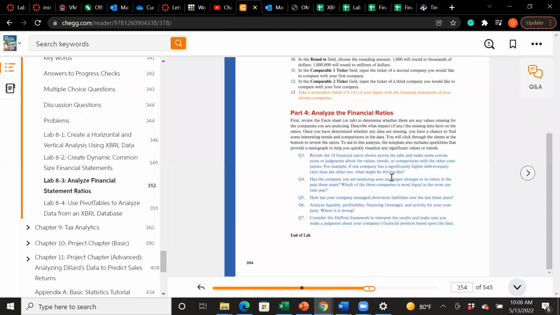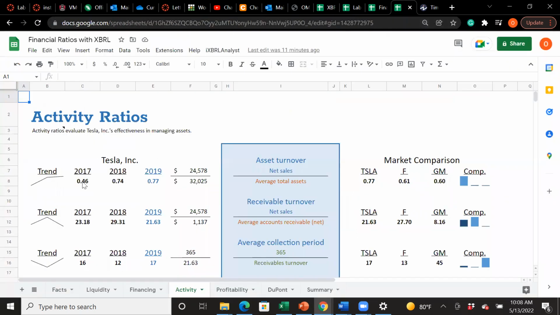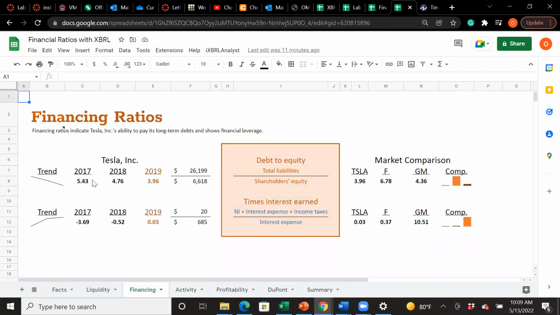Question 4: has the company you are analyzing seen any major changes in its ratios in the past 2 years? Which of the 3 companies is most liquid in the most current year? We already kind of looked at that. I said the asset turnover nearly doubled, which is a pretty big change. In financing, times interest earned went from negative to positive, so at least it's going up.